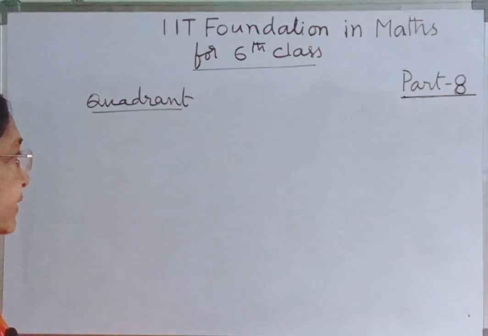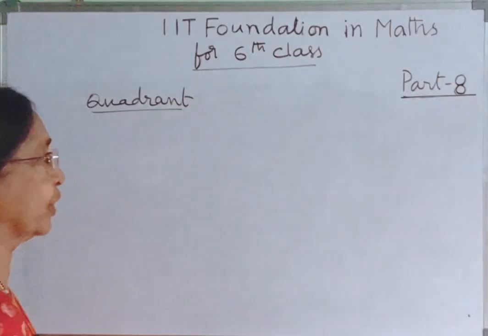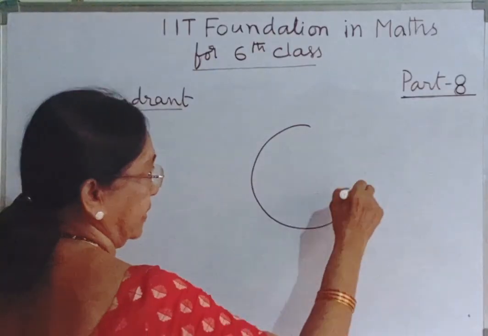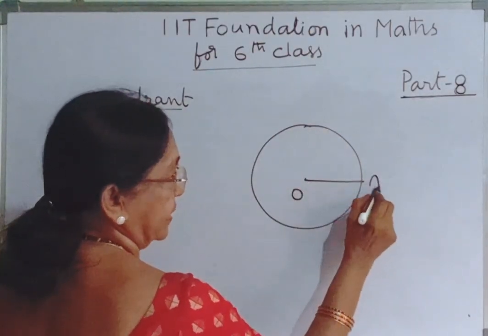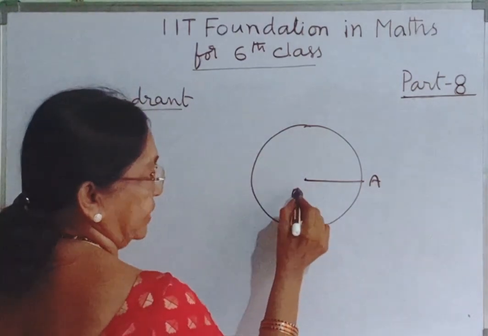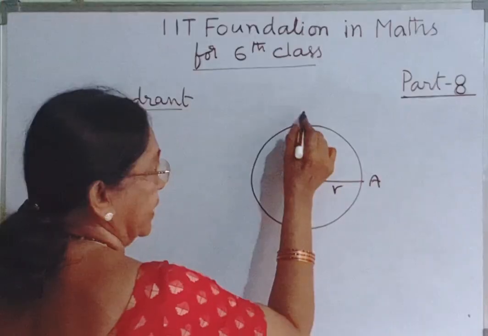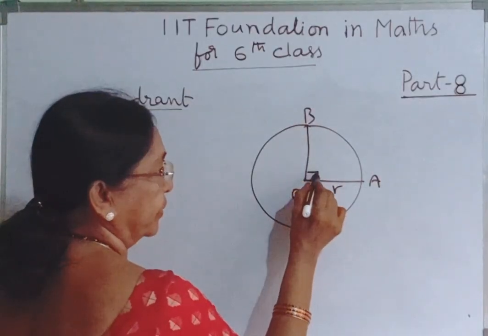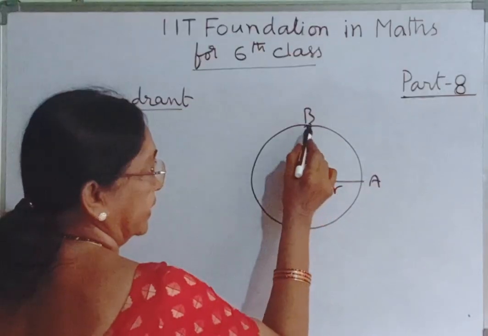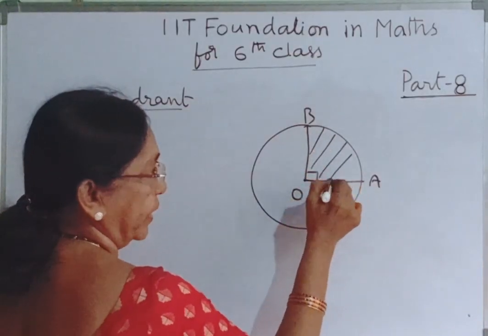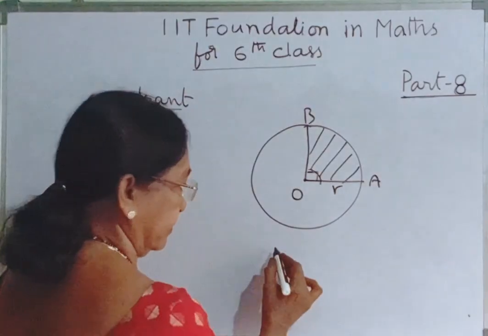Next, quadrant. A sector of an angle 90 degrees is called a quadrant. That is, if this is a circle and O is the center and OA is the radius, and OB is another radius between which the angle is 90 degrees, then this portion is called a quadrant, and this angle is called the angle of sector.